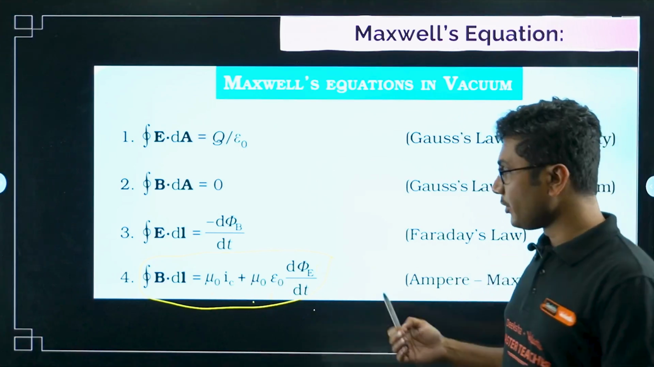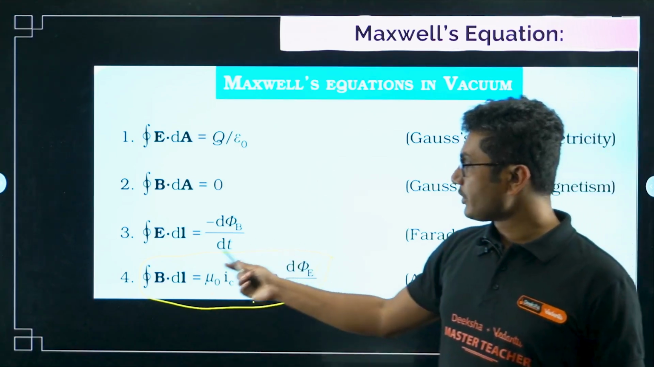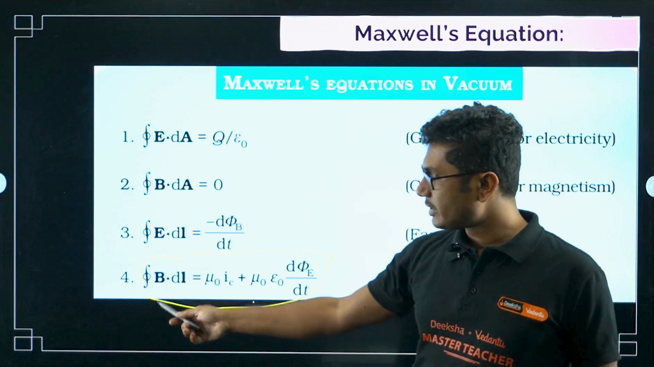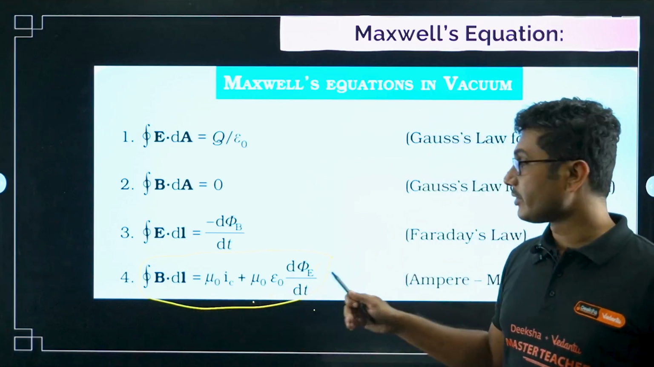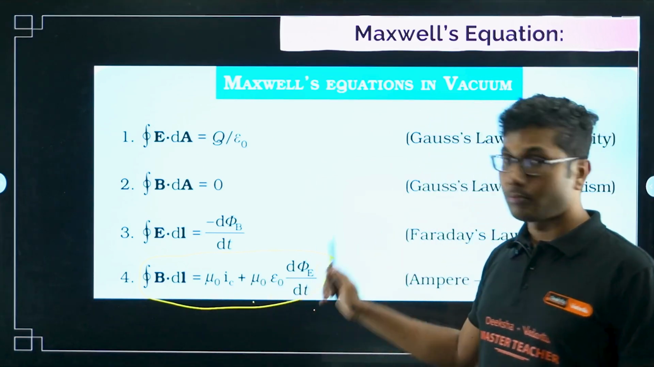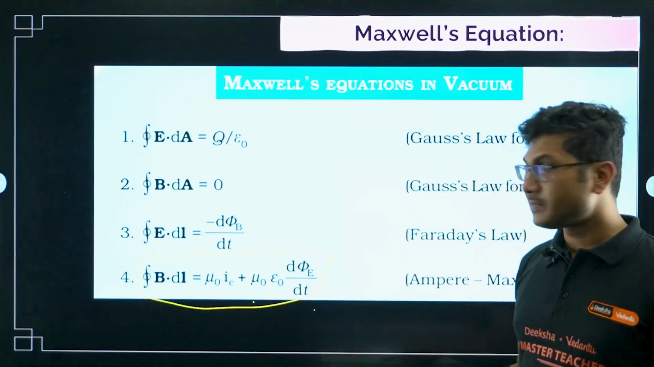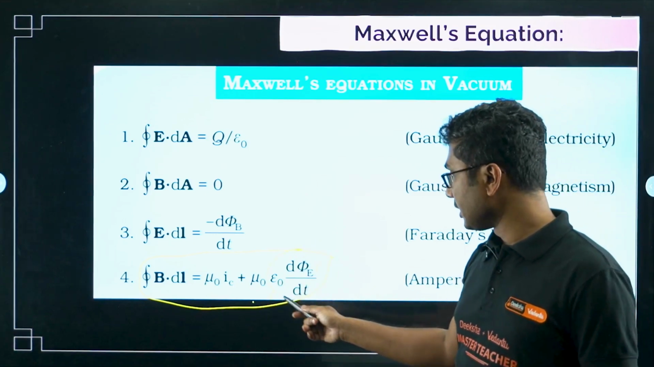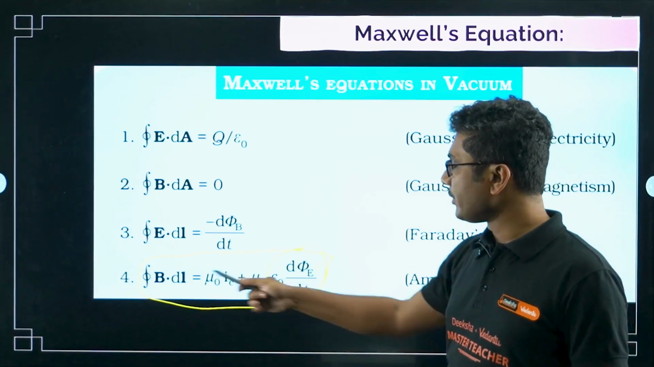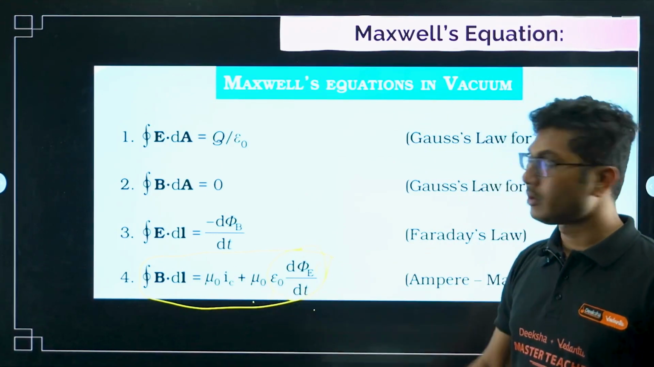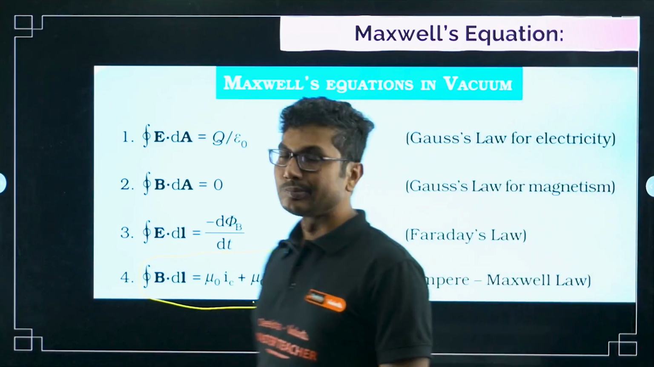This question came in your PU exam: what is the equation? You have to remember that the Ampere-Maxwell equation has mu naught epsilon naught here, whereas displacement current is only this much. But when you are writing the entire equation, you have to include mu naught as well.